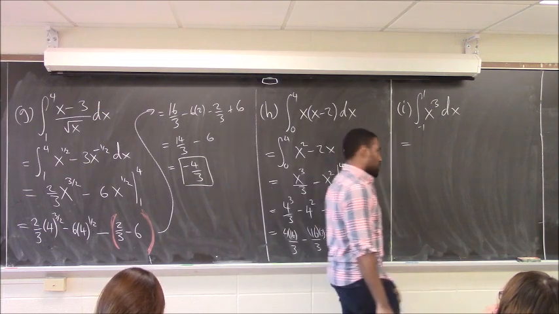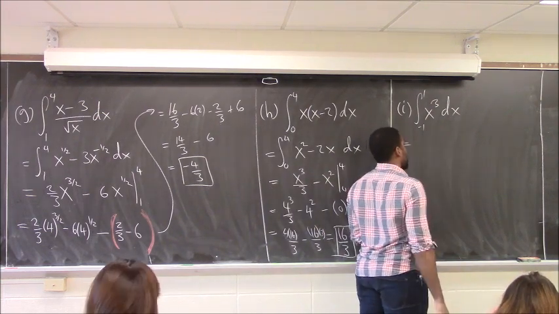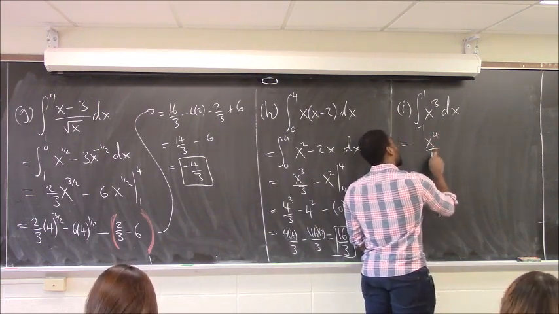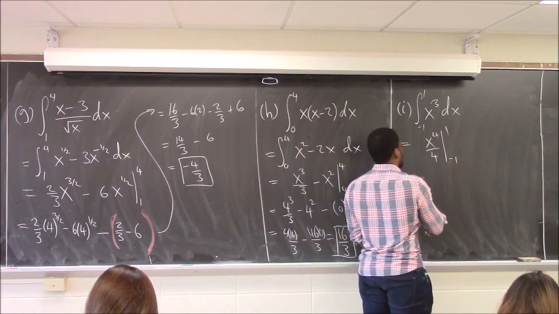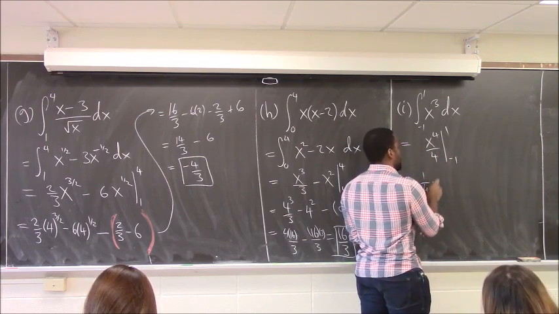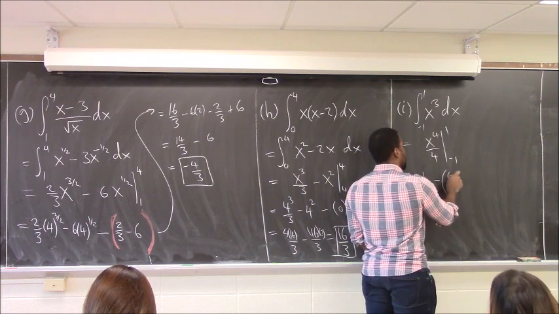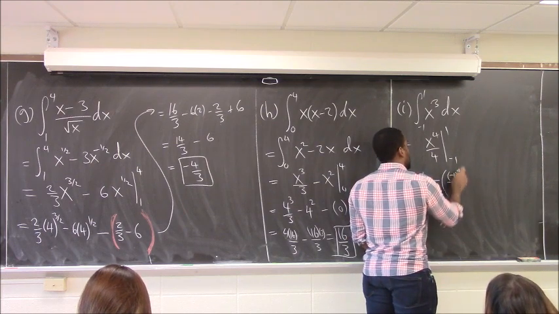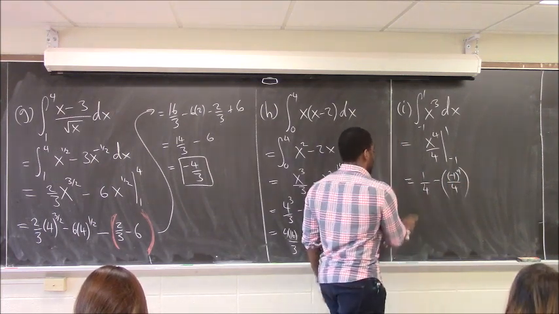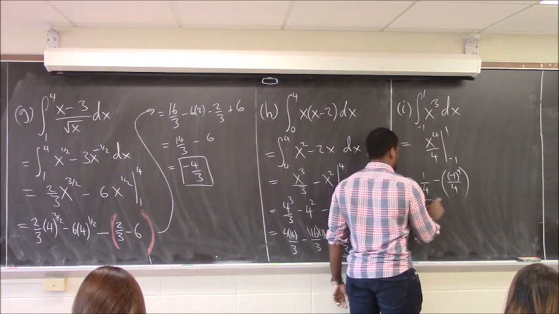Not terribly crazy. Easy application of the power rule. Add 1 to the power, divide by the new power. Plug in a 1, minus plug in a negative 1. Turns out here, you also get 0.